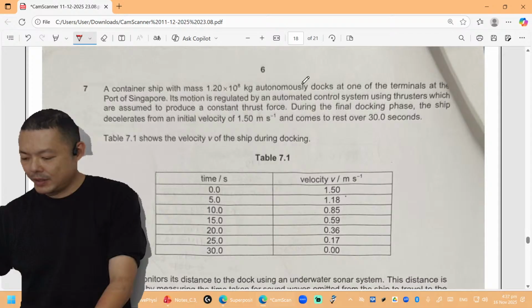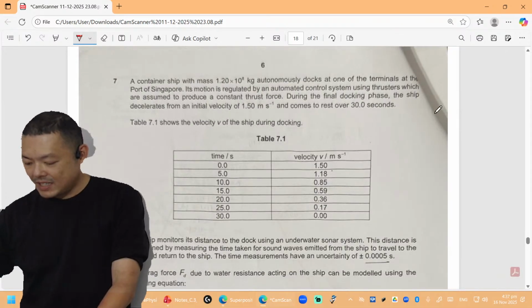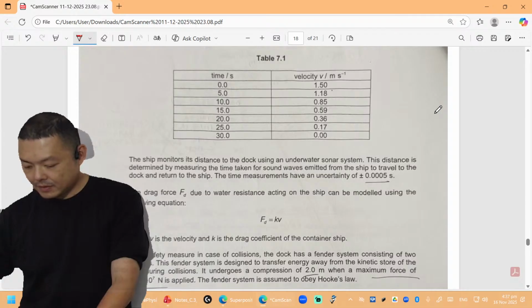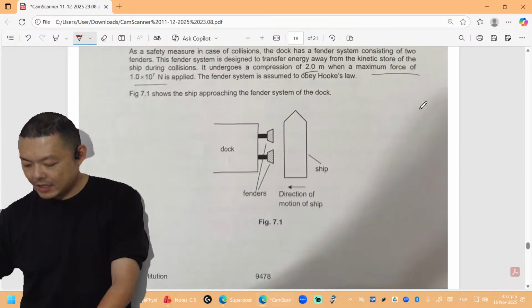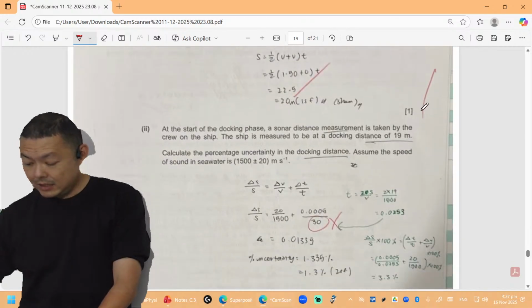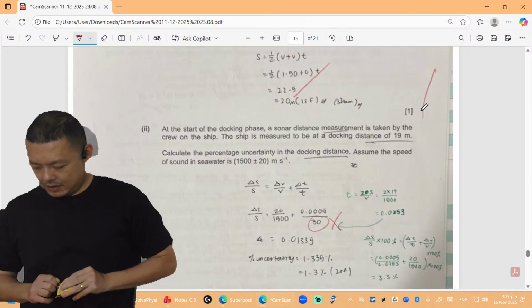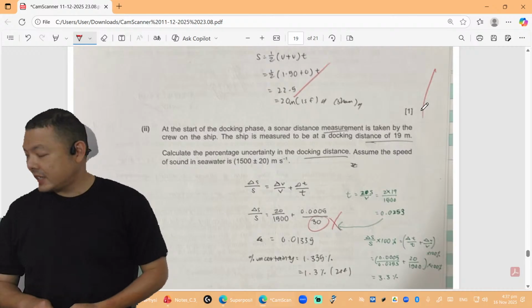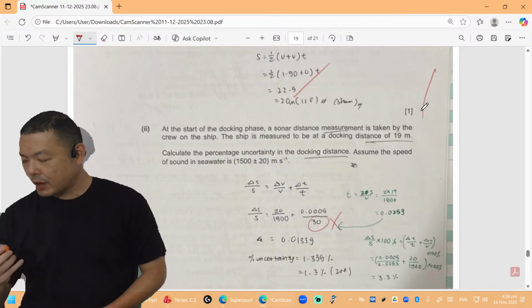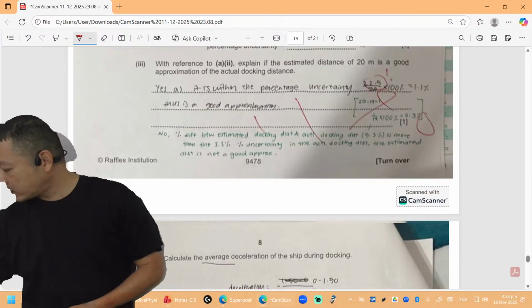Okay, next one, question 7. Your container ship, what's this? Water resistance. Okay, this is your data response question. This is what we call the DRQ.